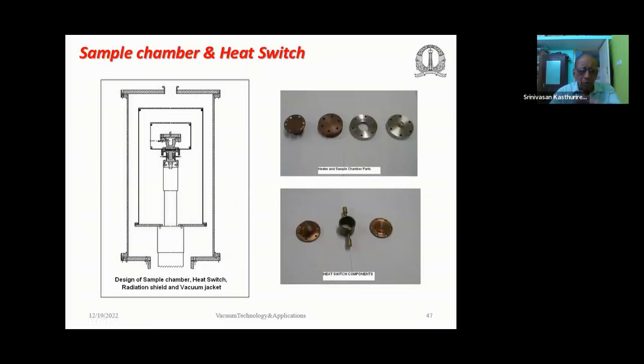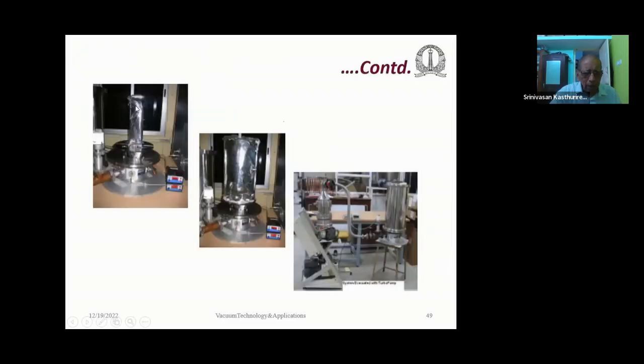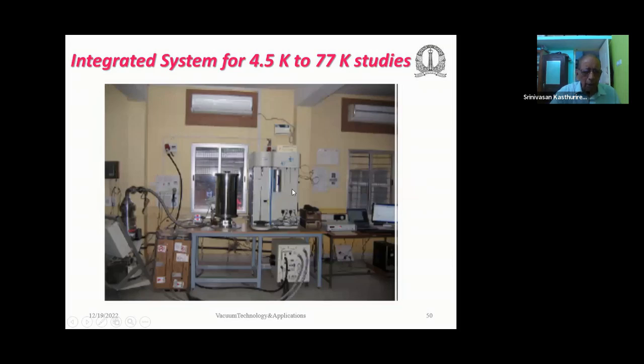Of course, I don't want to go into more details on this. It's a sample chamber along with a heat switch and so on. And these are the system assemblies. This is the second stage of the cooler on which the sample chamber is mounted. Then the sample chamber is connected by this pipeline to the Quantachrome instrument. It is super insulated, a radiation shield is added, and then it is evacuated. The total experimental system is shown here.